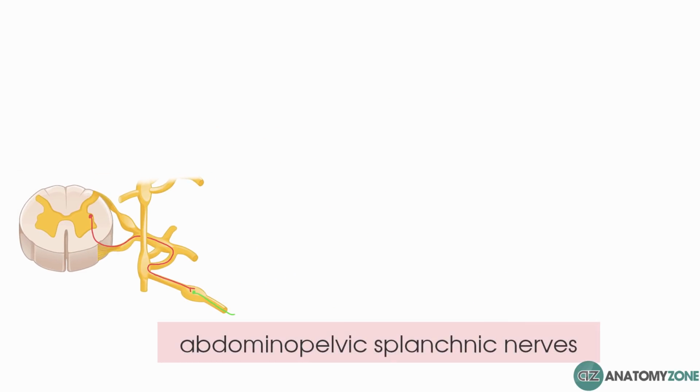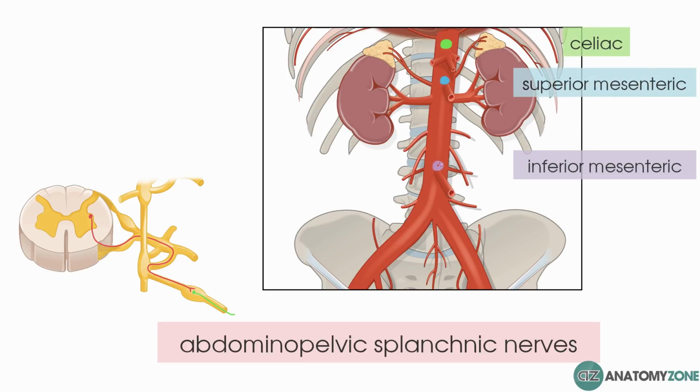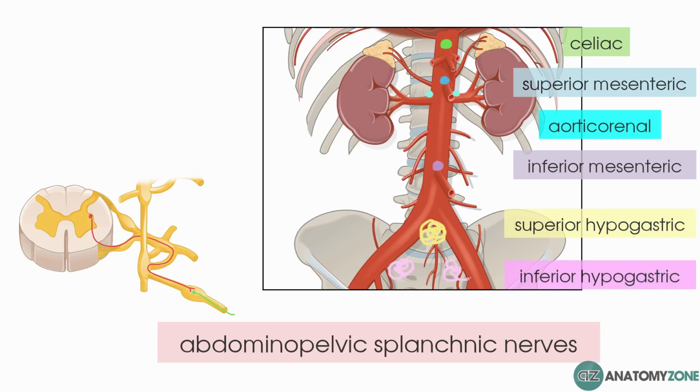They project to ganglia which are located in front of the vertebra, around the various branches of the aorta. You've got the celiac ganglia, the superior and inferior mesenteric ganglia, the aortico-renal ganglia, and the superior and inferior hypogastric ganglia.